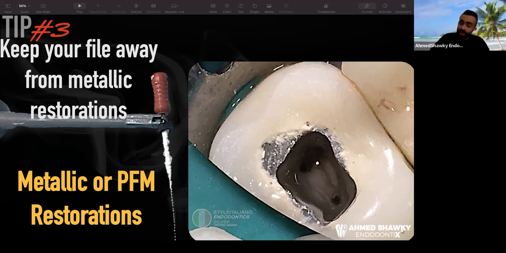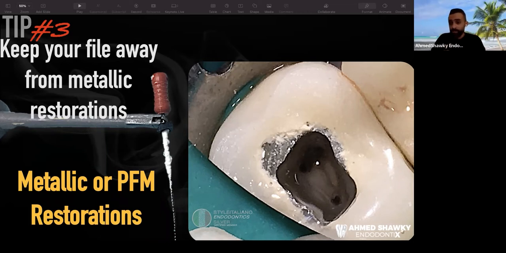When you are measuring the root canal length using your apex locator, the metal is a conductor of electricity, and sometimes it gives you a reading that you reached the apex, but in fact the file touches the metal, so it feels as if it is reaching the apex. So we need to isolate the coronal part of the file from this metal.